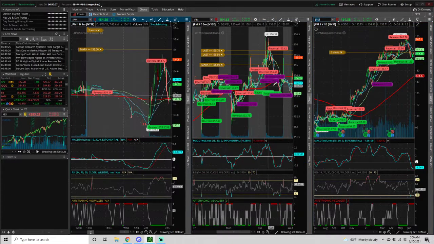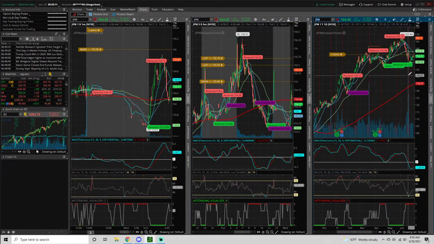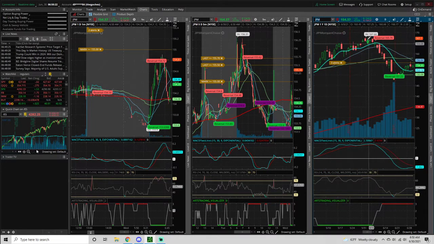So overall, that's how you want to go about taking really any trade. That's just a small refresher on how to do things. If you guys have any questions, feel free to ask. But pretty much that's all you're looking at when it comes to taking a trade.